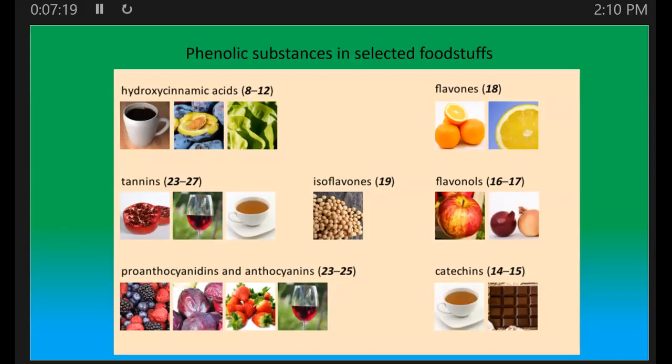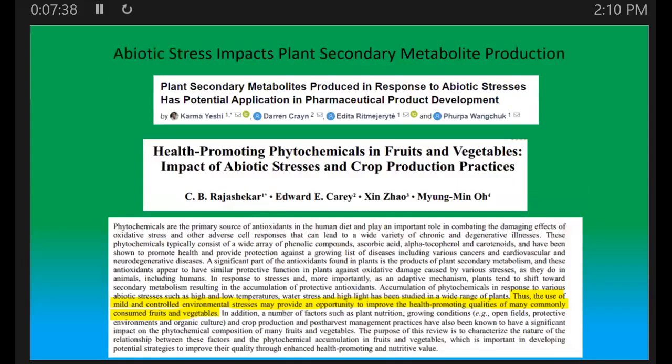Catechins on the lower right is in chocolate. So chocolate's good for you from that perspective, within reason. Tea also has quite a bit of catechins. So you can find these polyphenols and phenolic compounds in a variety of different foods. And so the idea here is that we need a variety of polyphenols and other secondary metabolites.